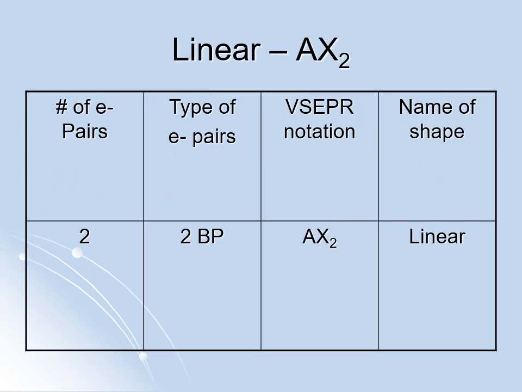So the first one, most easy one, linear. If you have a central atom bonded to 2 other peripheral atoms, and when we have more than one, we use subscripts, just like with the chemical nomenclature. So in this, there's a total number of pairs of any sort of 2, of which both of them are bonded pairs. So there's only 2 bonded pairs. There are no lone pairs on that central atom. This is going to create a linear shape to it. Those 2 bonded pairs are going to be as far apart as possible.